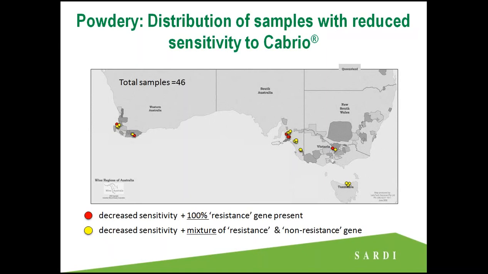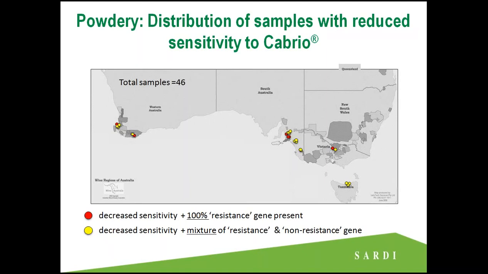So the red dots on the picture of the lower half of Australia show where I have found decreased sensitivity in the lab, plus that particular sample had 100% of it with the resistance gene. So these samples are likely to be resistant, but again that's a big call, so we're saying decreased sensitivity. The yellow dots are where we have decreased sensitivity, however this is a different part of the picture. That sample has a mixture of resistance and non-resistance genes. So this is something we're just trying to get a bit more of a handle on. There's research in the literature saying that yes, we're finding mixtures of these genes.